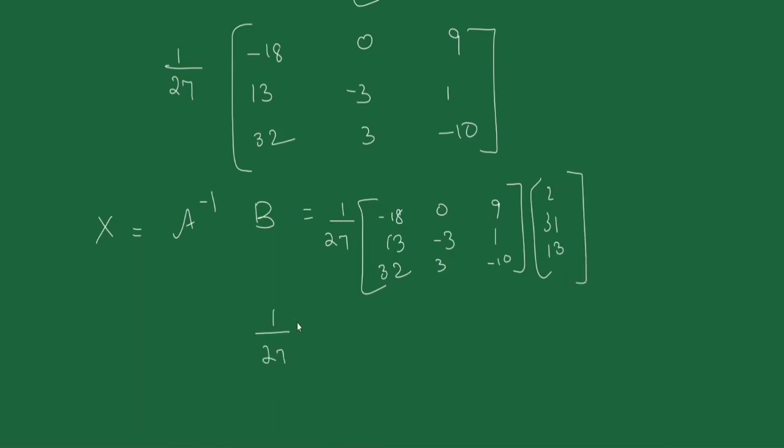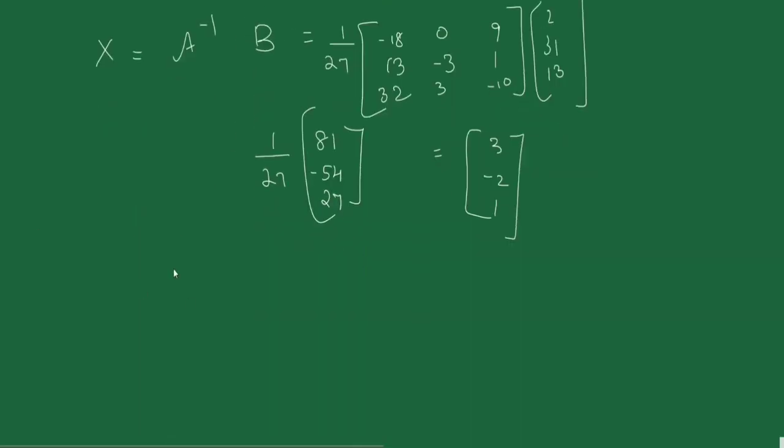Now just multiply this. So 1 by 27, minus 18 into 2 minus 36 plus 9 into 13, 81. 13 into 2 minus 3 into 31 plus 1 into 13 will give you minus 54. 32 into 2, 3 into 31 minus 130, that is equal to 27. So divide this, and you get the matrix as 3, minus 2 and 1. So that means x is equal to 3, y is minus 2, and z is equal to 1.